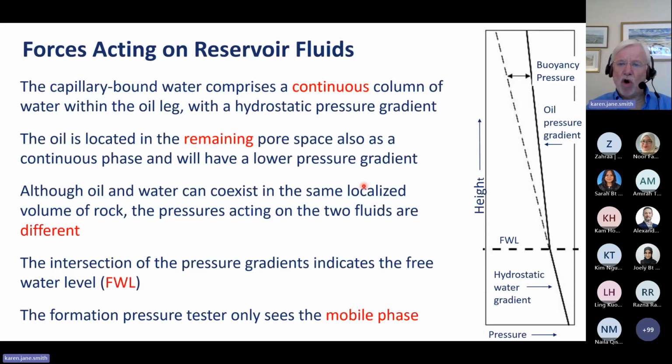Now, although the oil and water are coexisting in the same localized rock, the pressures on the two fluids are different, as shown here. Now, the formation pressure tester only measures the mobile phase. So it will only see the hydrostatic gradient below the free water level, and it will only see the oil pressure gradient above. And this is why, surprisingly, it's a straight line. The intersection of these two curves is the free water level.